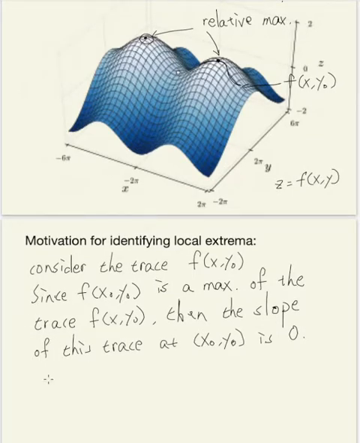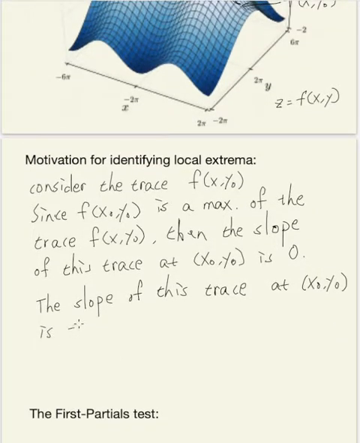Okay, now remember from the last lecture, we learned that the slope of the trace at this point is the slope of the function f at this point x naught, y naught, in the x direction.